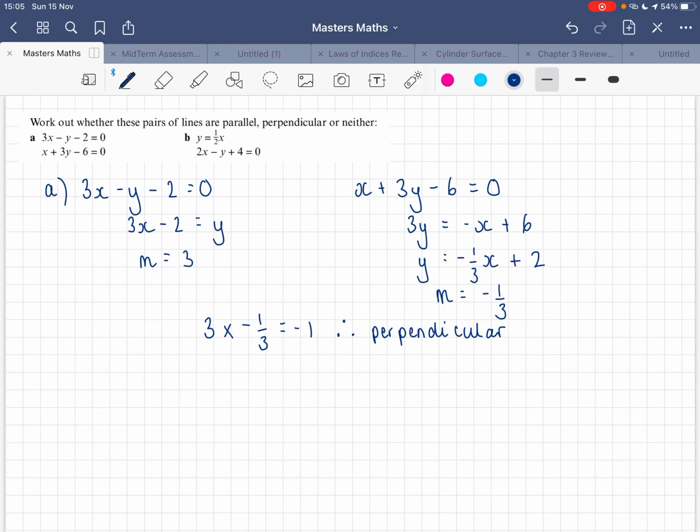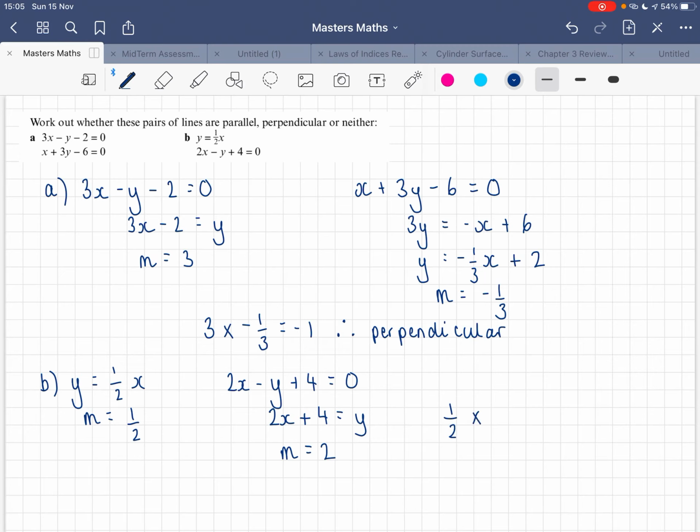Easy. Right, question B. We have y equals a half x. Nice and easy. m is a half. And then I have 2x minus y plus 4 equals 0. All I need to do is add the y over to make it in the form y equals mx plus c. So y equals 2x plus 4, and my gradient is 2. They're not the same, so they're definitely not parallel.